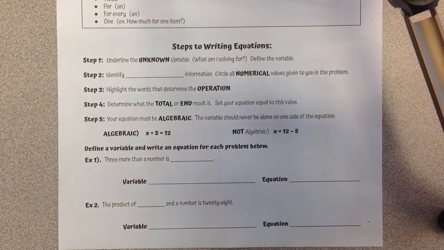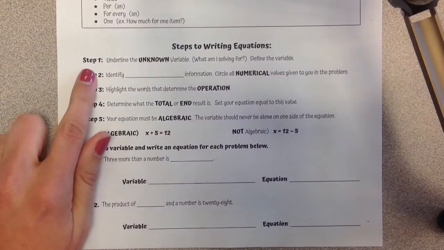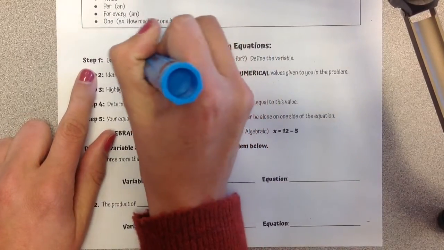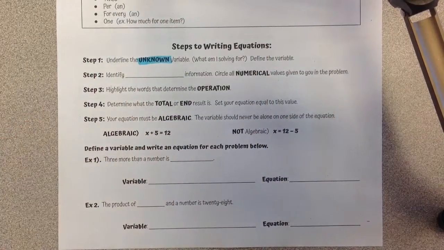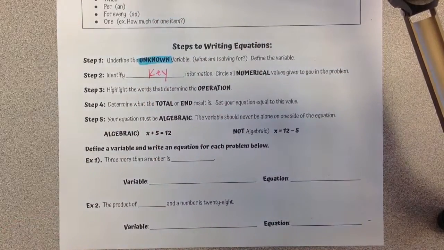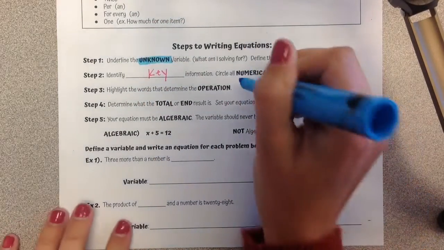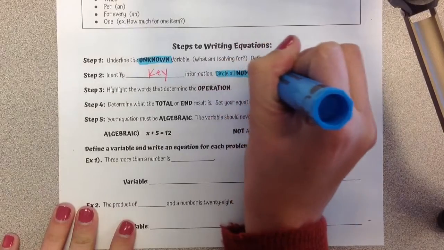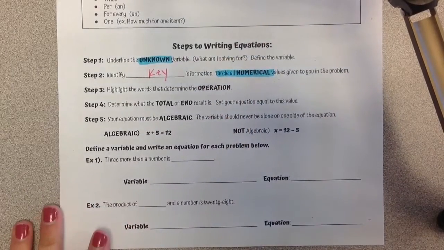So I want you to highlight some keywords in here. Step one is we are first looking for the unknown variable. What are you solving for? A lot of times in the question it's going to say how many and then some unknown value. Okay, and then we're defining that variable. Then I want you to identify key information, and by that what we're really going to be looking for is for you to circle all the numerical values.